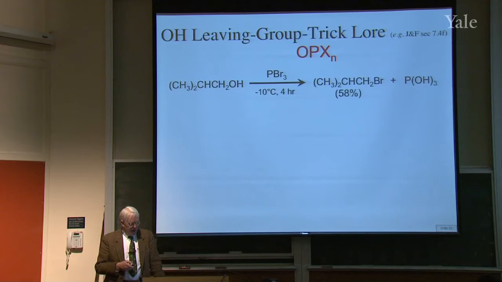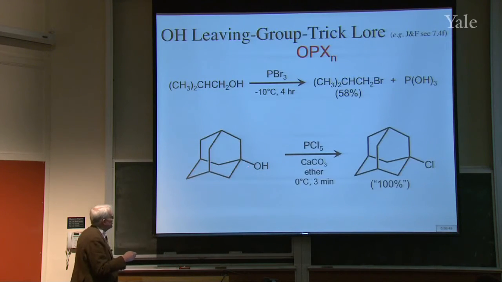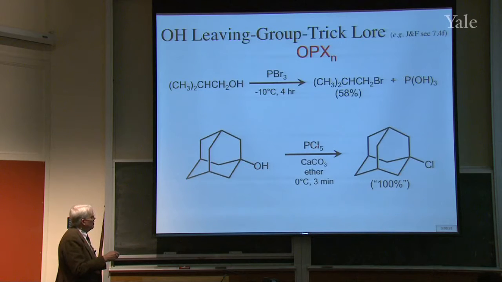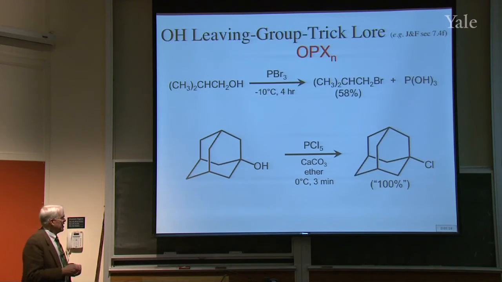So here's an example of an alcohol treated with PBr3, and it gives a 58% yield, they said here, with specific conditions, and phosphoric acid as a byproduct. Okay, and here's another example using PCl5, right? And it says 100%. Beware of things that say the yield is 100%. That's a sign that the person probably wasn't very careful. Have you ever gotten 100% yield in lab? These people maybe have more experience than you, but they're not that much better. Very rarely do you truly get 100% yield.